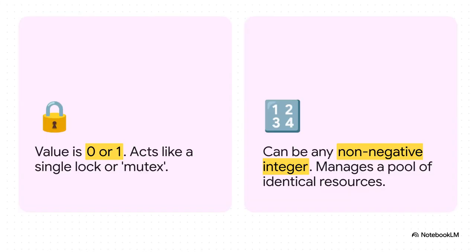Now, semaphores come in two main flavors. You've got your binary semaphore, which can only be 0 or 1. It acts exactly like that single key analogy. The room is either available or it isn't. We often call this a mutex lock. Then you have counting semaphores, which can be any non-negative number. These are perfect for managing a whole pool of resources. So if you have, say, 5 available printers, the semaphore starts at 5. Each time a process wants a printer, it calls wait, and the count goes down.